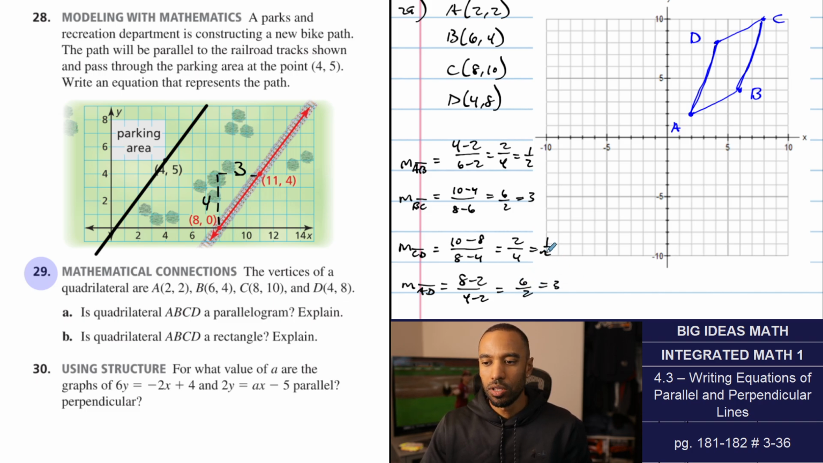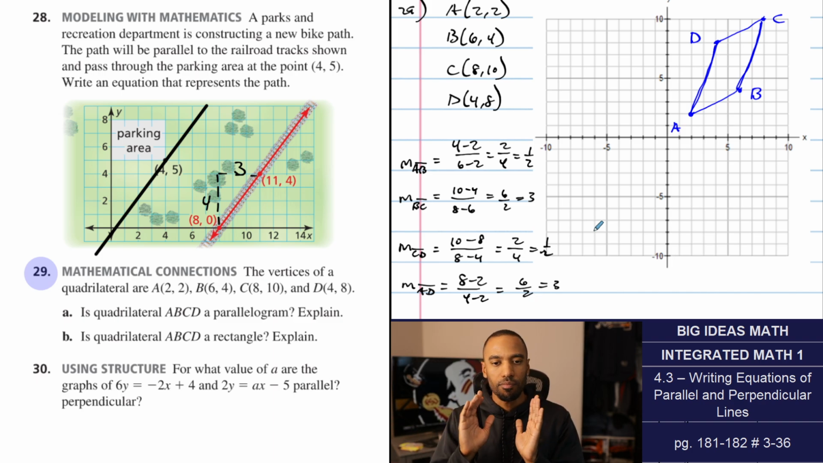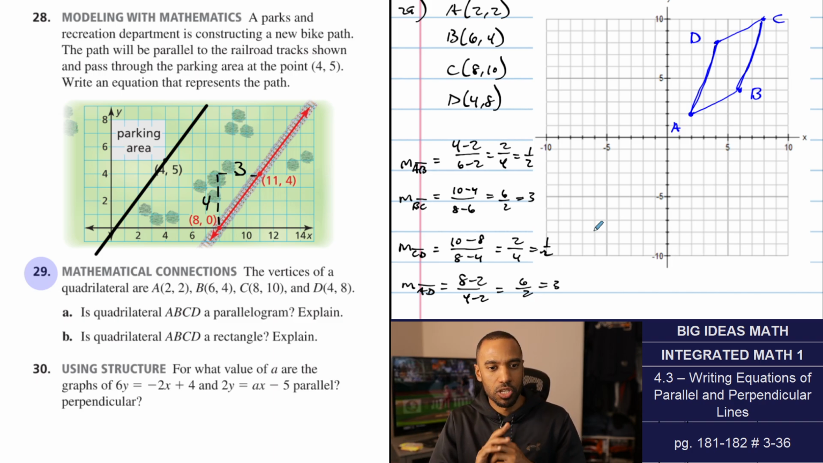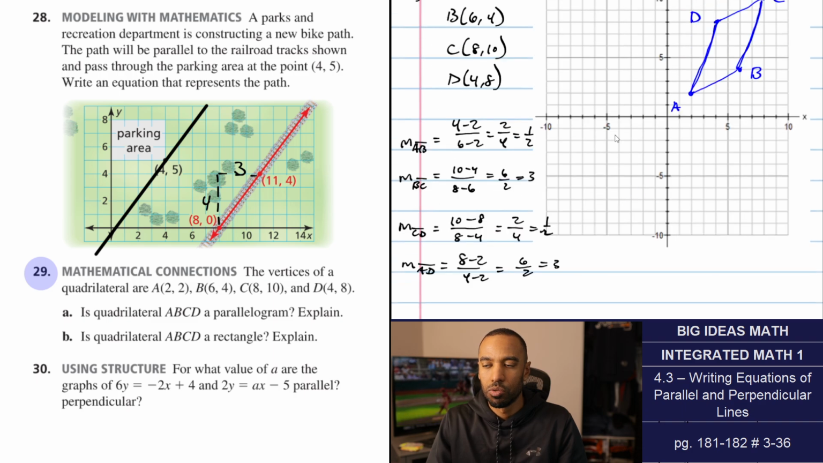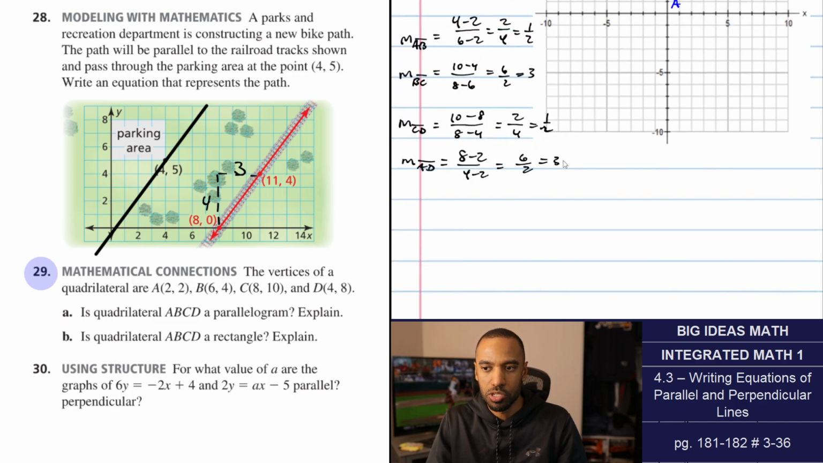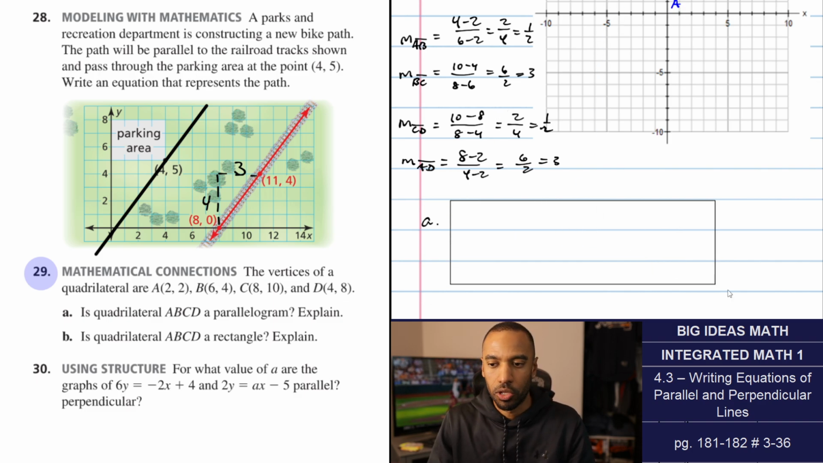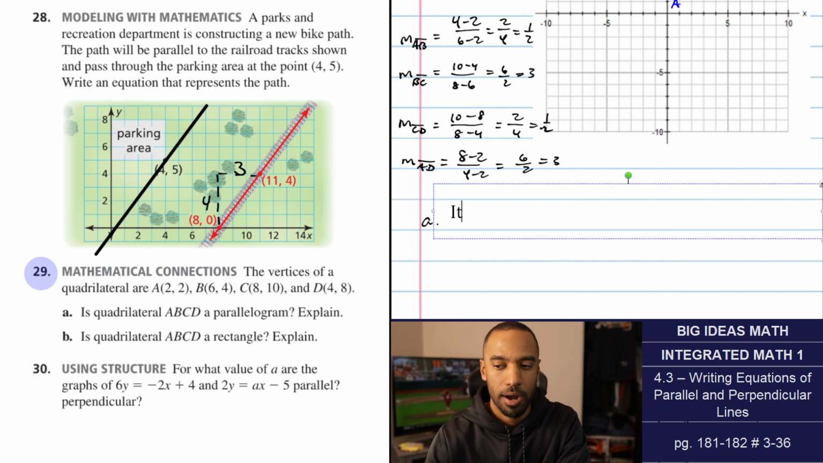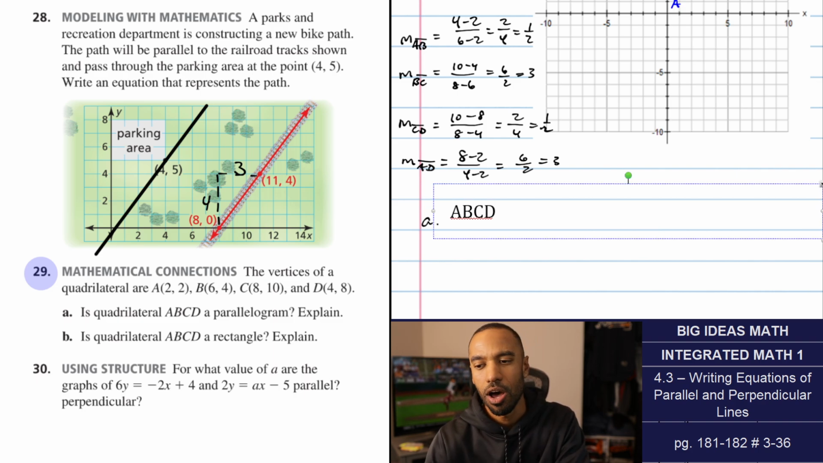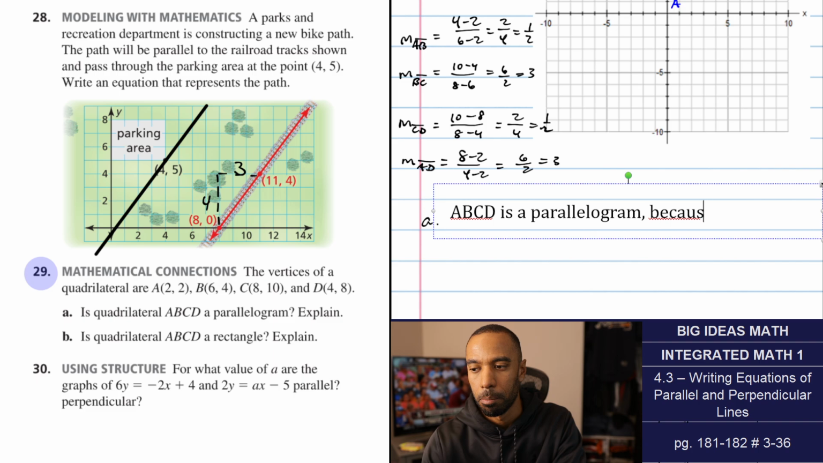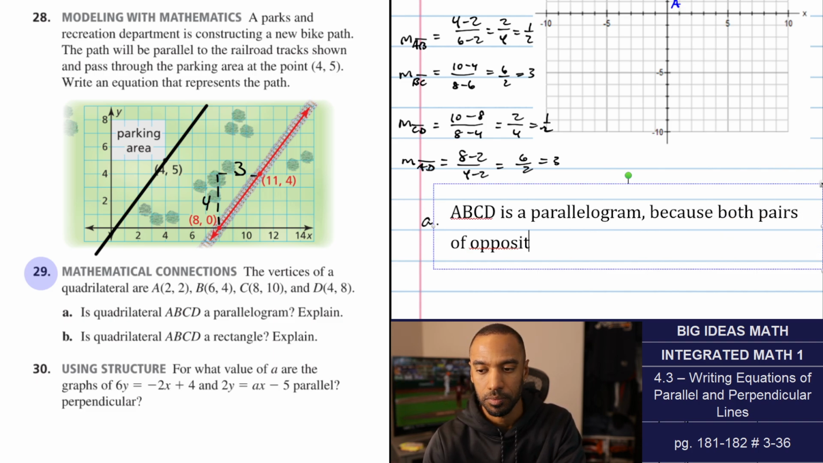Okay, what are we looking for? They asked, is it a parallelogram? Is it a rectangle? So without doing anything else, just using these slopes. Part A, is it a parallelogram? Yes. Besides, it looks like it. Oh, they called it ABCD. Duh. ABCD is a parallelogram, so I guess we didn't have to draw it at all. ABCD is a parallelogram because both pairs of opposite sides are parallel.